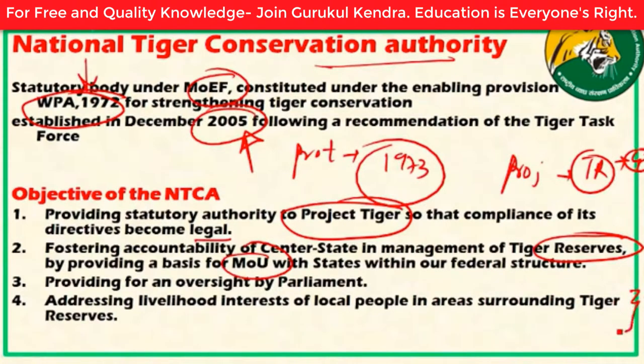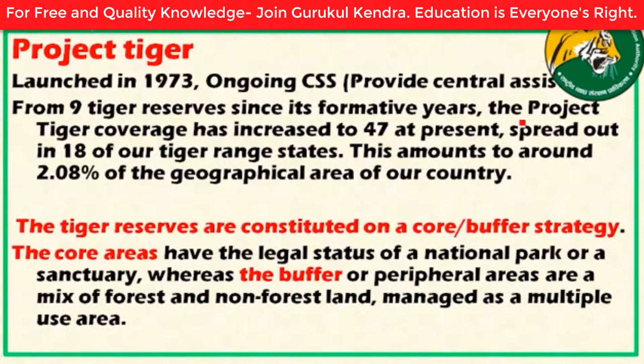So if any person dies or any mishap happens, those persons will be compensated by the National Tiger Conservation Authority, and precautions will be taken to prevent that from happening further. This is about the conservation authority. Now let's look at Project Tiger.